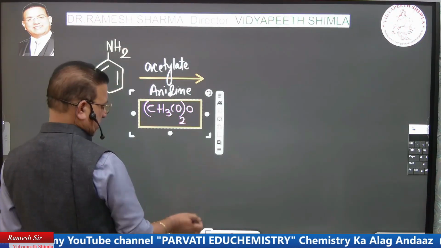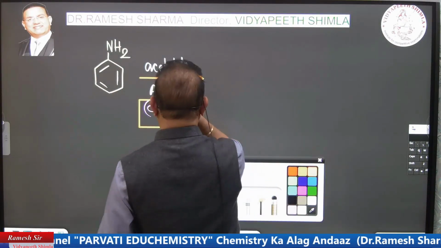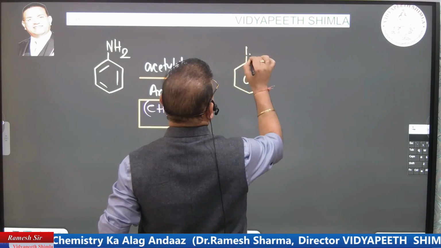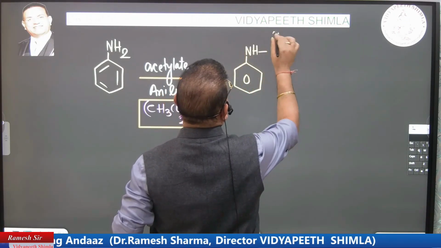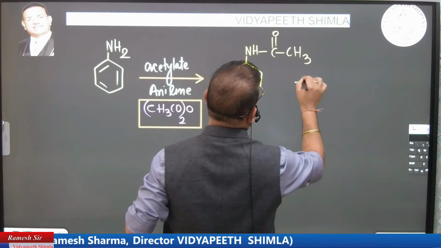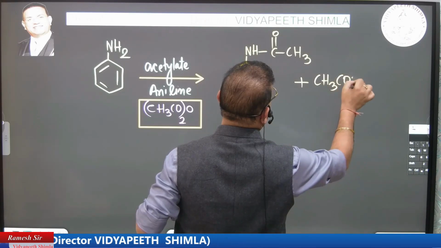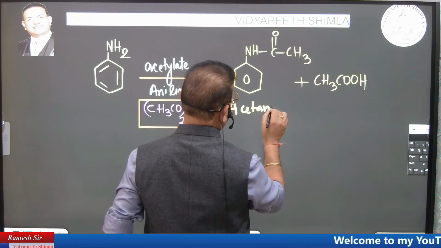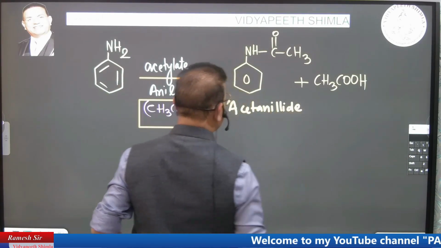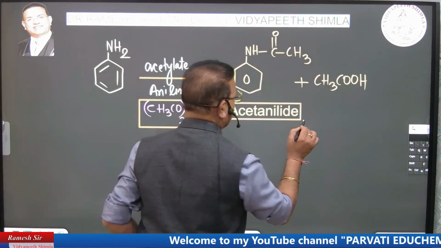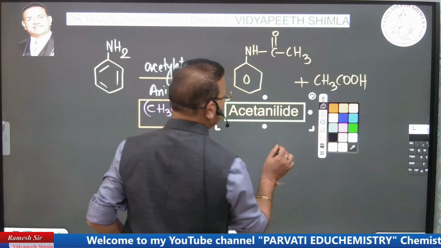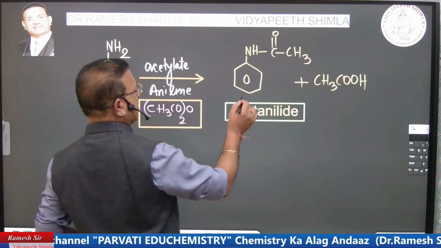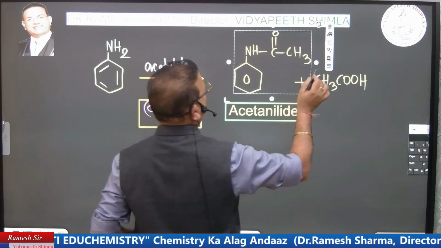Yes or no? And when this anhydride will be added to this aniline, we know that aniline has active hydrogen, and that active hydrogen will be forming CH3COOH and will be getting this. Yes, no. And the one which we are getting, this is called acetanilide. And when this is acetanilide, वो कहता कि इसके बनने से क्या हुआ, तुम इतने खुश क्यों हो?